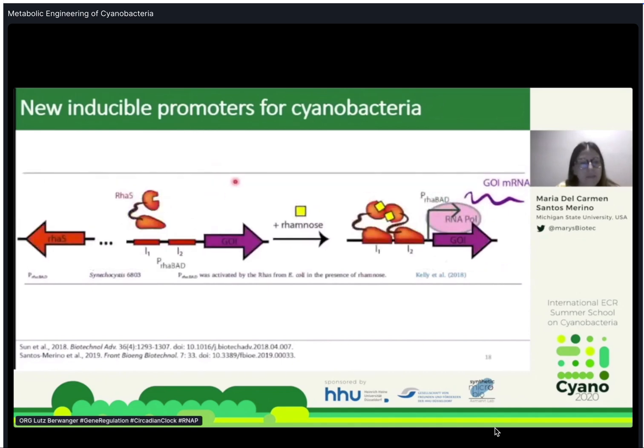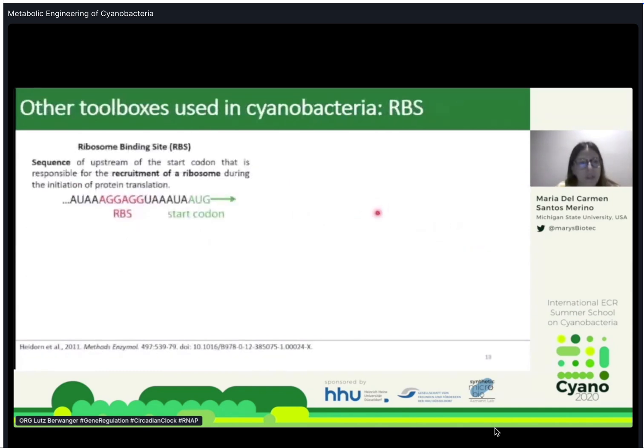And in the last place, we have a rhamnose inducible promoter. In absence of rhamnose, the activator RhaS is not going to be able to join to the regions of the promoter and dimerize. But when we add rhamnose, this activator dimerizes, joins to the promoter, and allows the RNA polymerase to join and also transcribe the gene of interest.